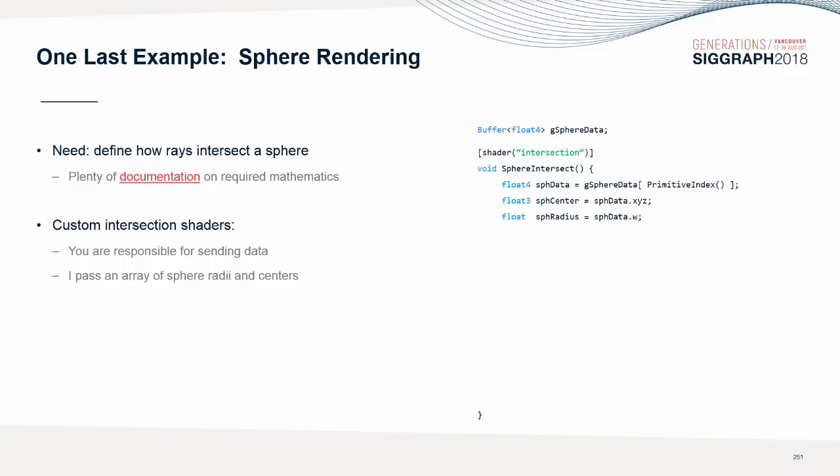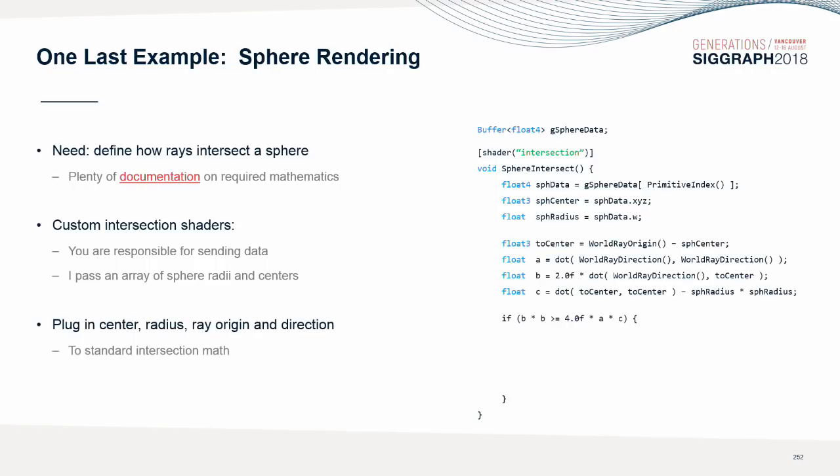And in order to do this, you need to know information about your sphere. So the first thing I do in my sphere intersect is I ask the question, what sphere did I hit? Pull the information from some buffer about my sphere. In this case, my g_sphereData is an array of spheres in my scene that stores x, y, z being the center of the sphere, and the alpha component, the W component, is the sphere radius. So I just put those into a couple of variables there. Then I do the math for ray sphere intersection. Again, I'm using the intrinsics world ray direction and world ray origin as part of this computation.